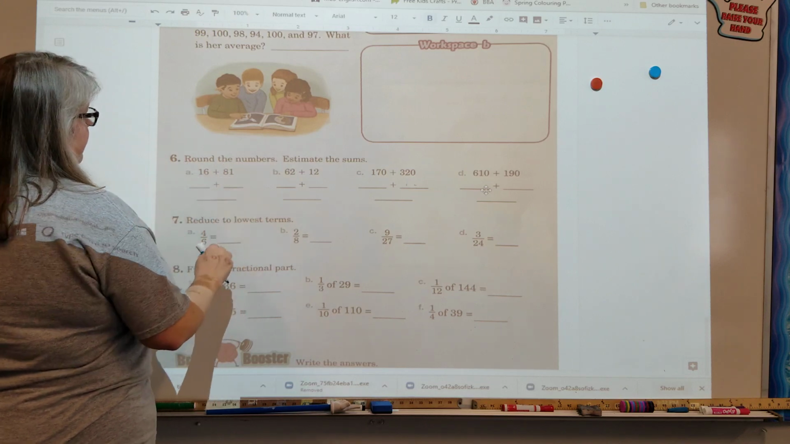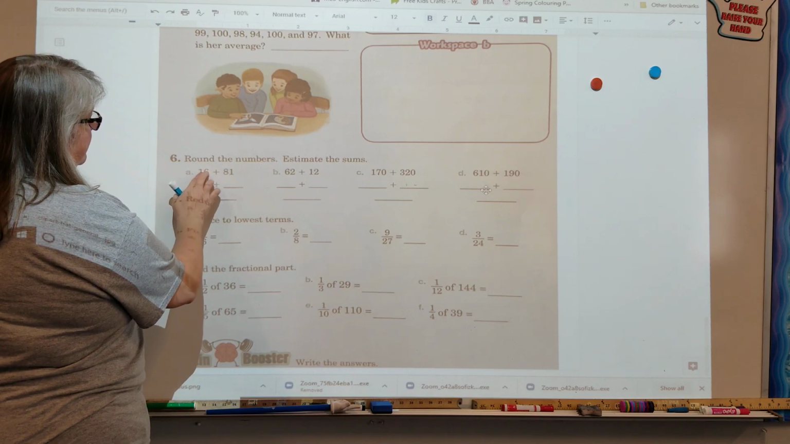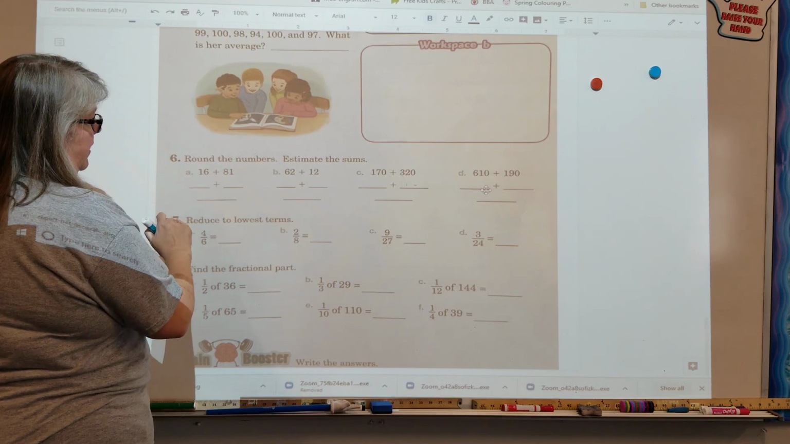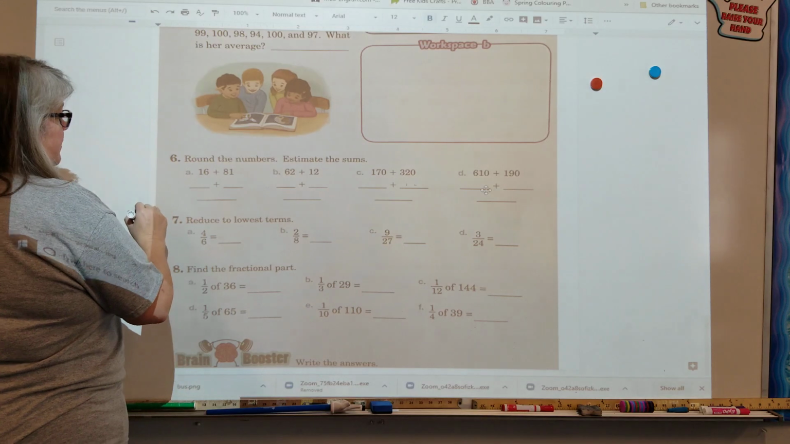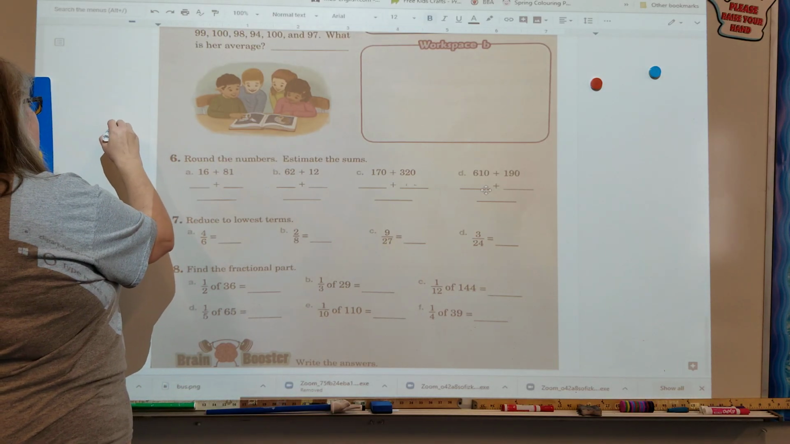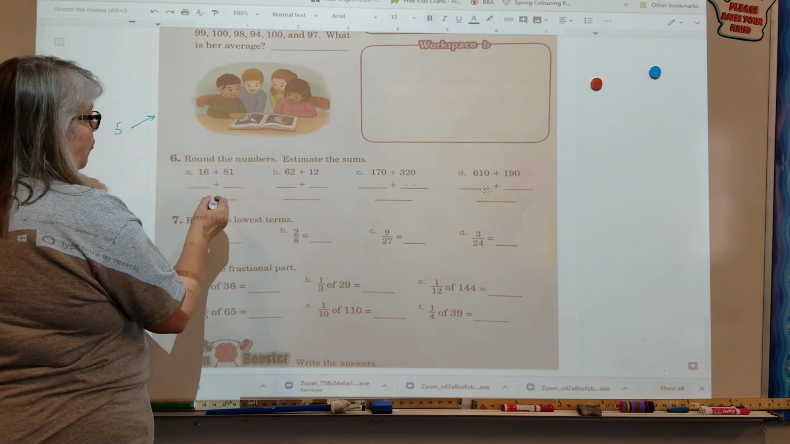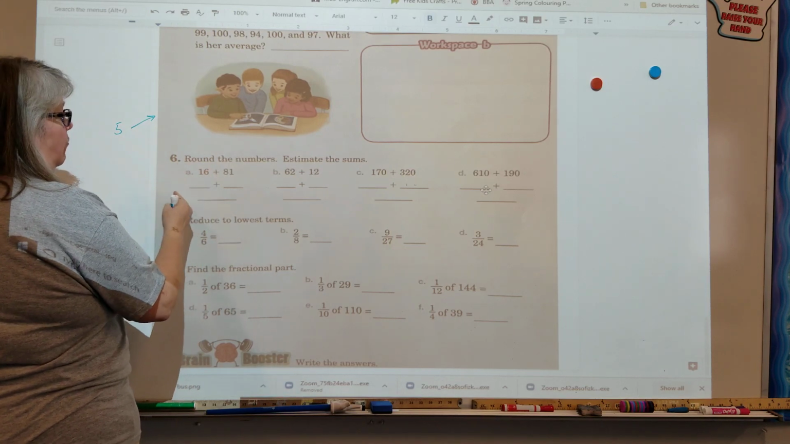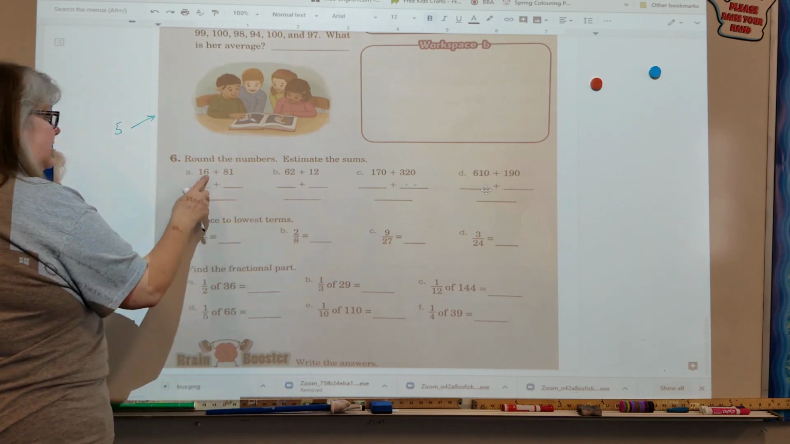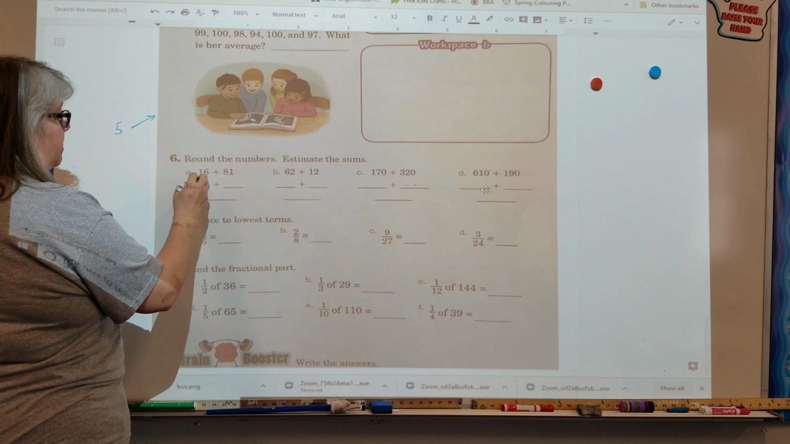Round the numbers. Okay, so if it tells us to round and there's a 2-digit number, we're going to round it to the nearest 10. So let's go ahead and round this one to the nearest 10. Remember, if it's 5 or higher, it goes to the next 10. If it's 4 or less, it drops down to the 10 it was and just turns into a 0. So 6 is definitely higher. So 16 rounds to 20.